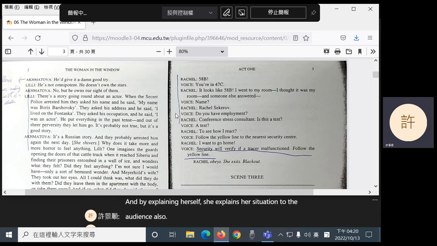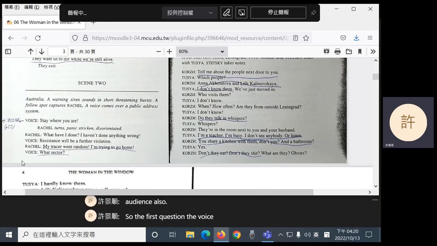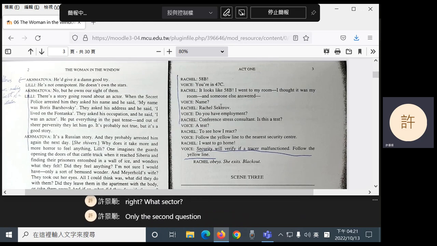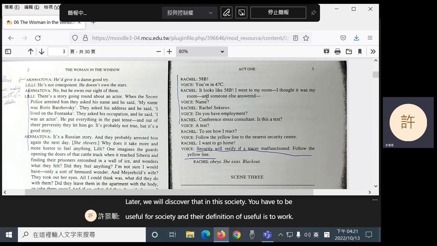So the first question the voice asks is, where do you belong? Right? What sector? Only the second question is, what is your name? And the third question is not, what is your job? It is, do you have a job? So the person in control doesn't care what kind of job Rachel has. The important thing is that she has some kind of job. Later, we will discover that in this society, you have to be useful for society. And their definition of useful is to work, to have some kind of job.